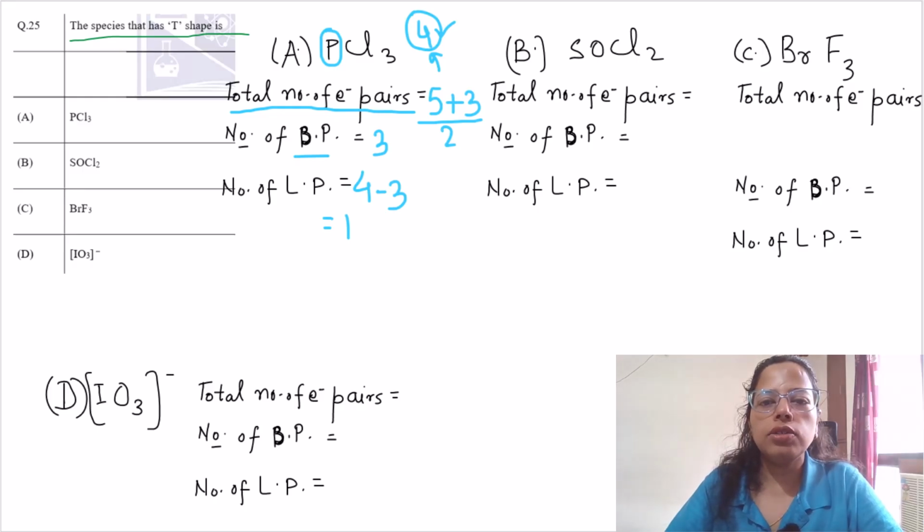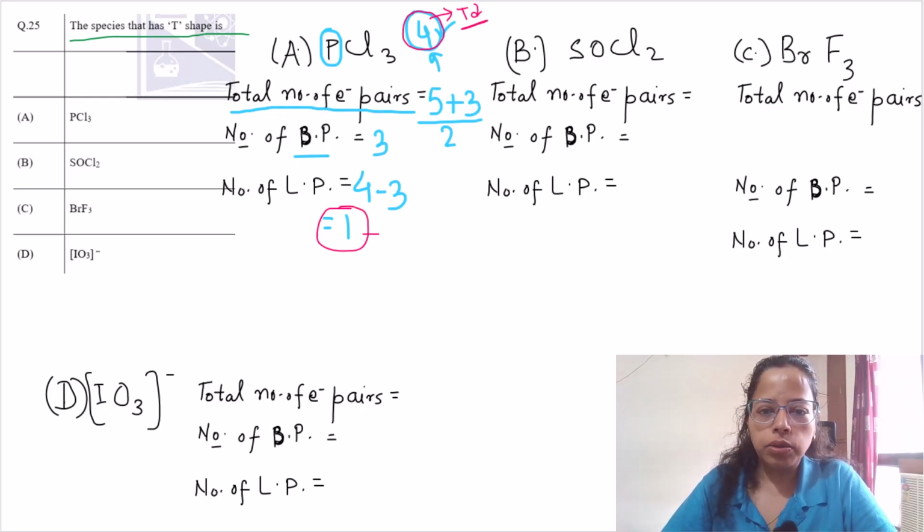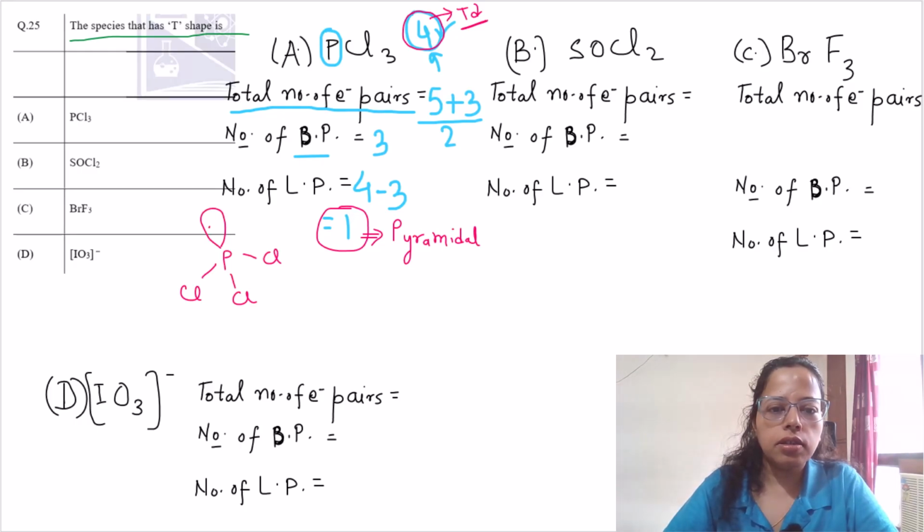Now, the molecule which has 4 electron pairs, that parent geometry or the electron geometry is tetrahedral. So I am indicating it by TD, tetrahedral. But when we have one lone pair in a tetrahedral parent geometry, then the molecular shape becomes trigonal pyramidal, just like ammonia. So something like this, the pyramidal structure, and on top we have the lone pair on phosphorus. So this is the PCl3 trigonal pyramidal structure.